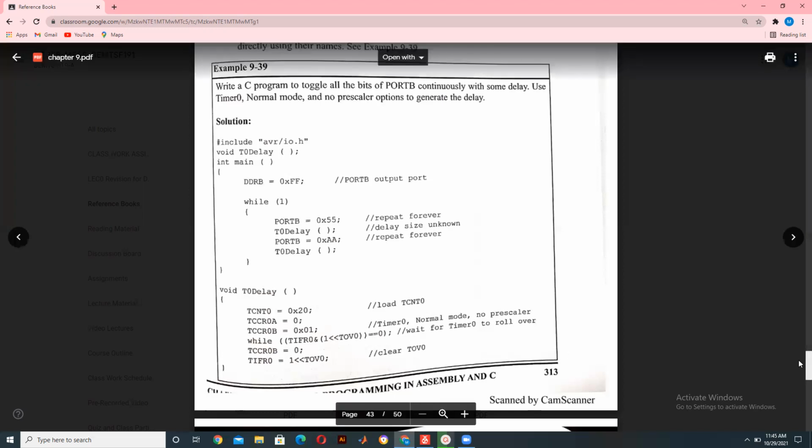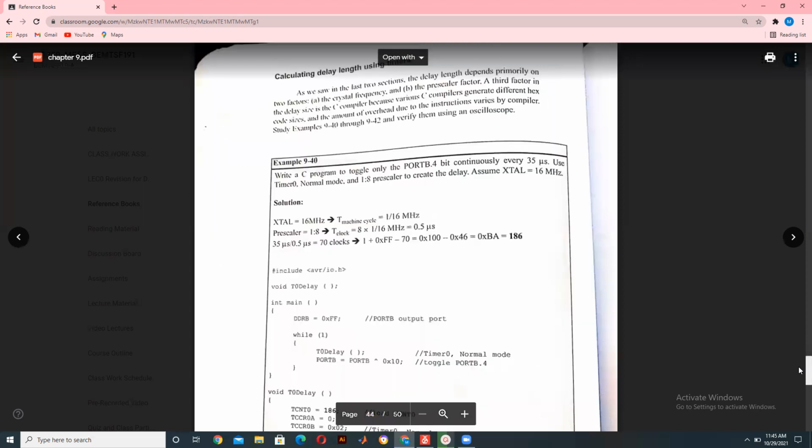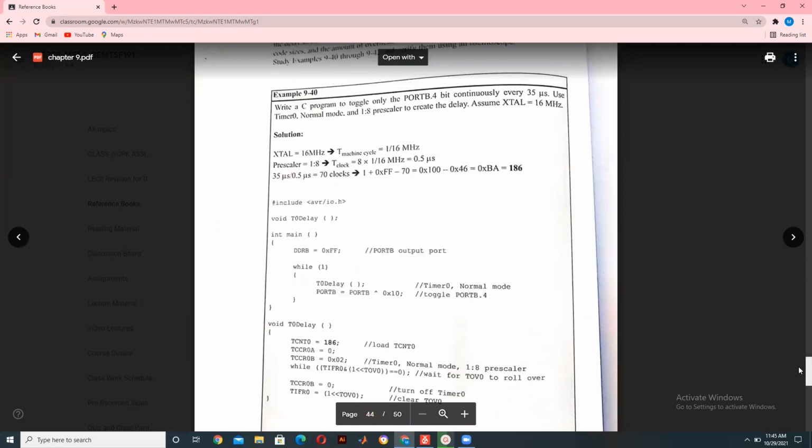After that rollover, we simply write TCCR0 is equal to 0, and TIFR0 is equal to clear the flag. After that, example number 40: write a C program to toggle only the PORTB 4 bit continuously every 30 milliseconds using the timer.